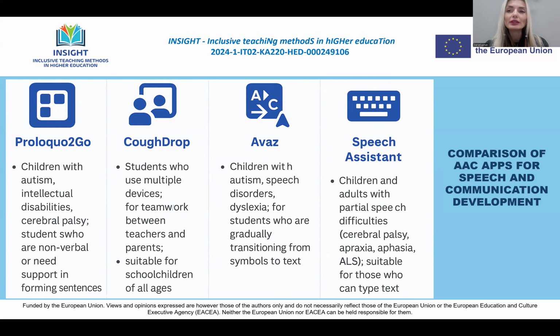What types of assistive technology helpers we can see. Children with autism, intellectual disabilities, cerebral palsy, students who are non-verbal are the audience for this program; they need support forming sentences. When we speak about Cboard, students who use multiple devices for teamwork between teachers and parents, suitable for school children of all ages. When we speak about AVAZ, children with autism, speech disorders, dyslexia, for students who are gradually transitioning from symbols to text, is the audience for this helper.